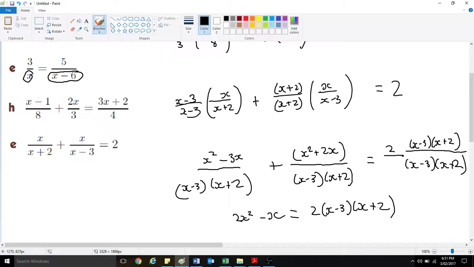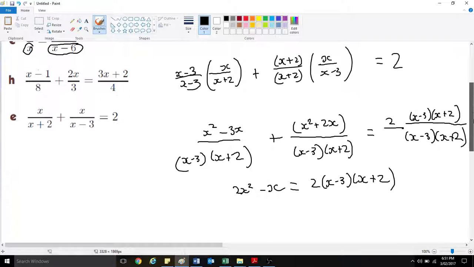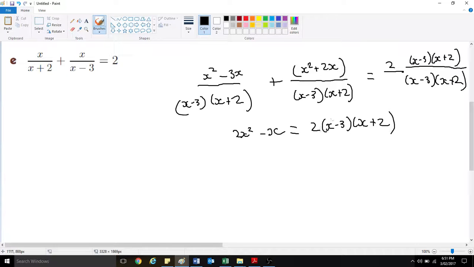Okay, now here's one where we have to use FOIL, and I understand we haven't gone over that, but it is something that we have learnt previously in year 9. So let's expand this one. 2x squared take x is equal to 2, and we're going like this. First factors, outside factors, inside factors, and the two last factors. Okay, so we're going to do x times x is x squared, x times positive 2 is plus 2x, x times minus 3 is minus 3x, and minus 3 times 2 is minus 6.